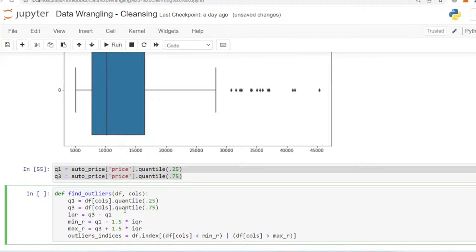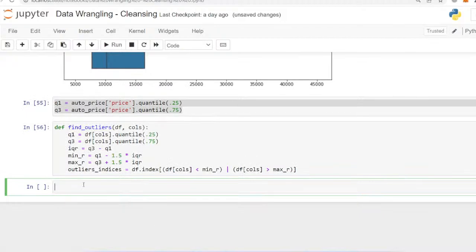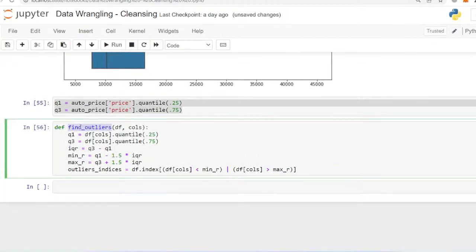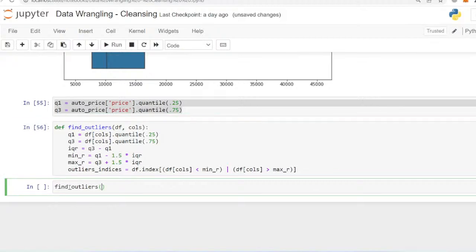Now that we have figured out all these values, let us use my function and pass my two values here. So find_outliers, and there have to be my two details here. One will be auto_price, and the other part will be my price.